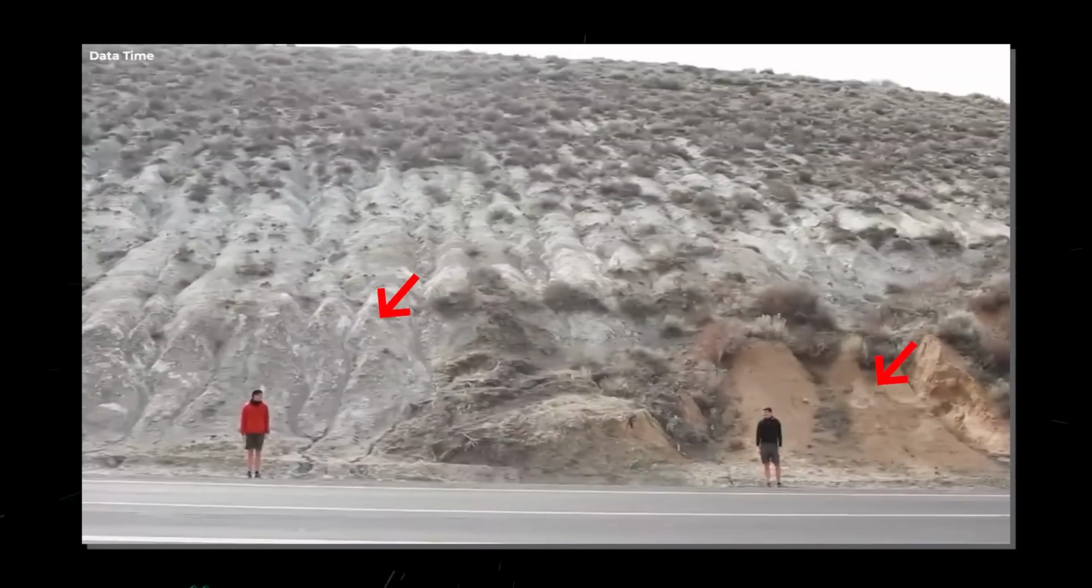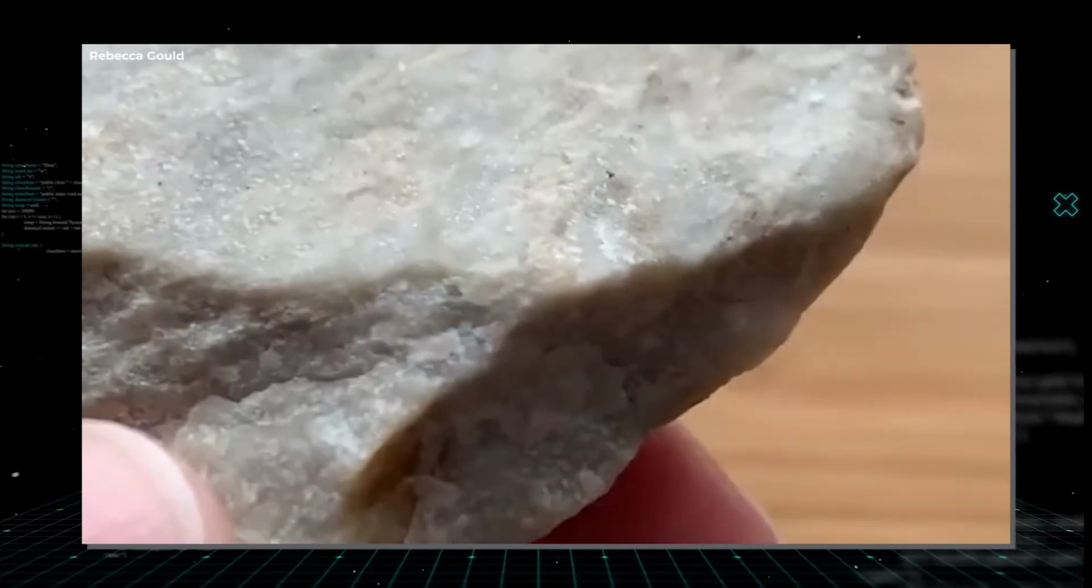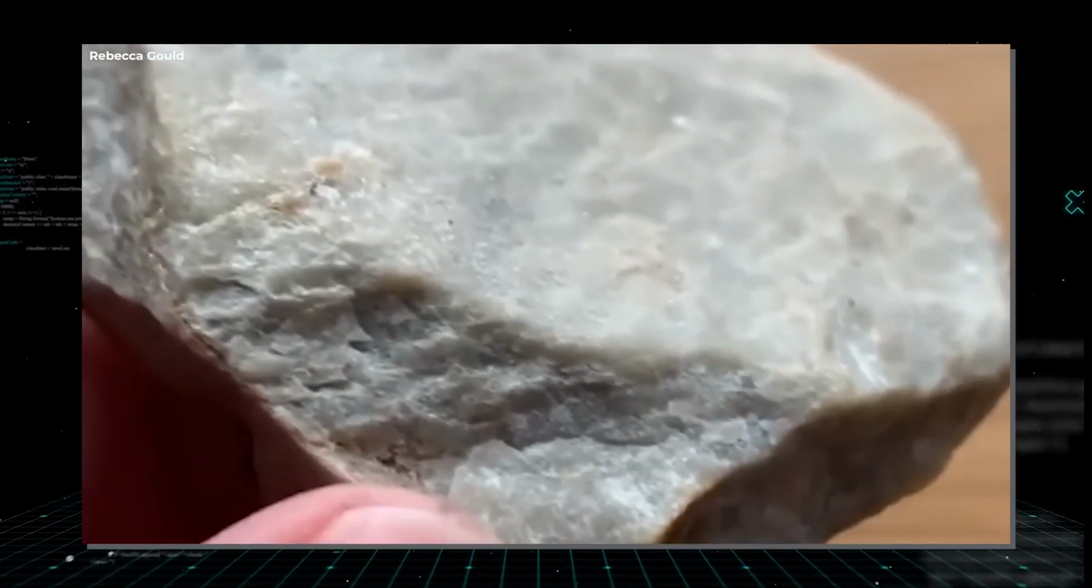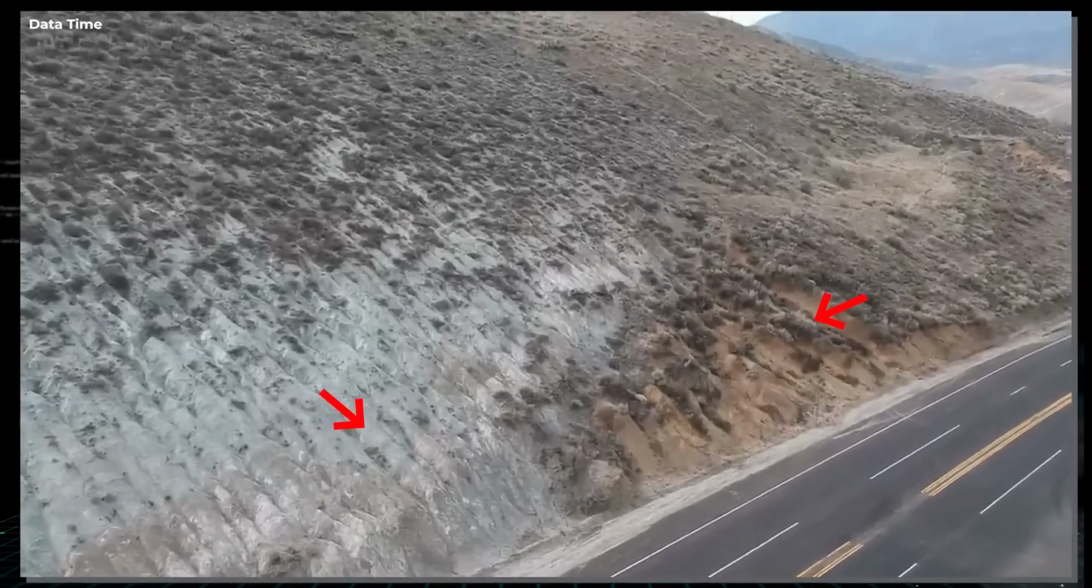Here on the roadside, one plate scraping past the other is clearly visible. The gray metamorphic quartz monzonite you see here belongs to the Pacific Plate, while the rich brown sediment sandstone and siltstone are from the North American Plate.